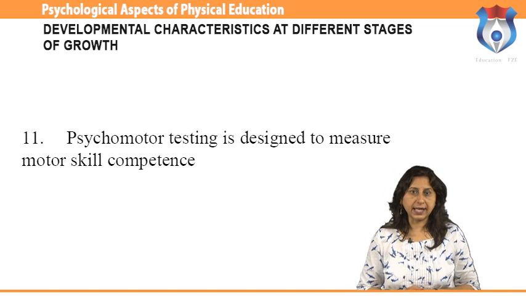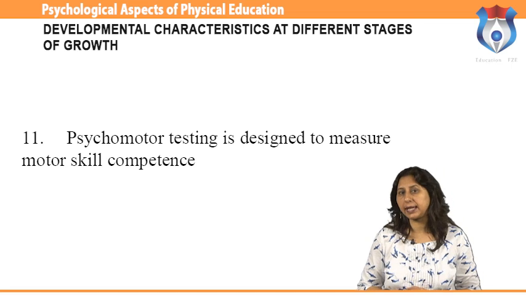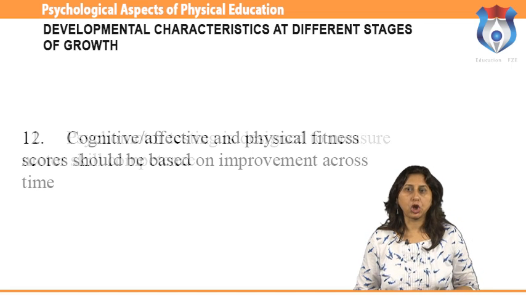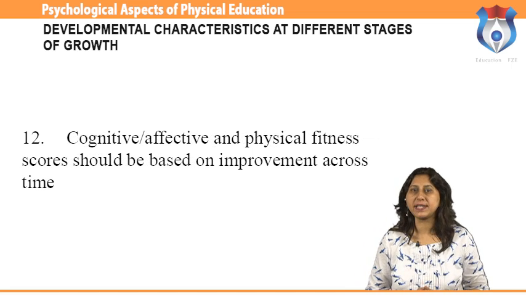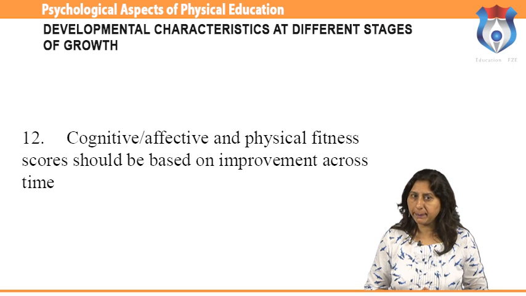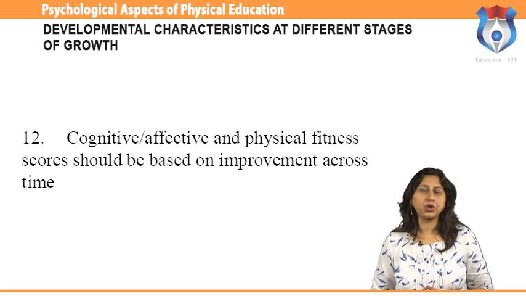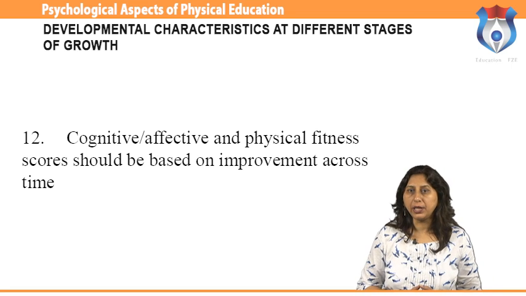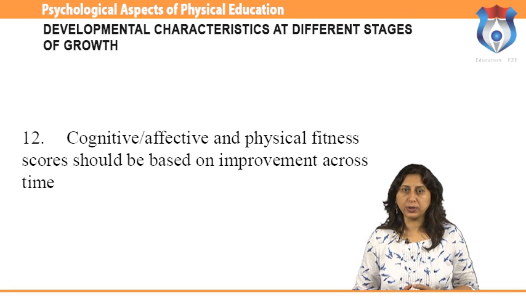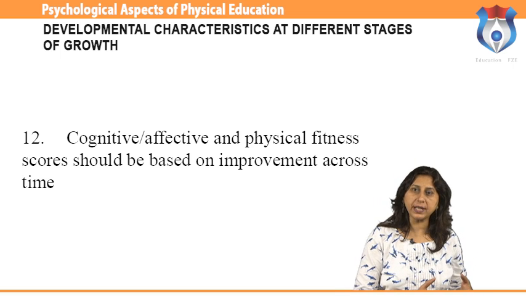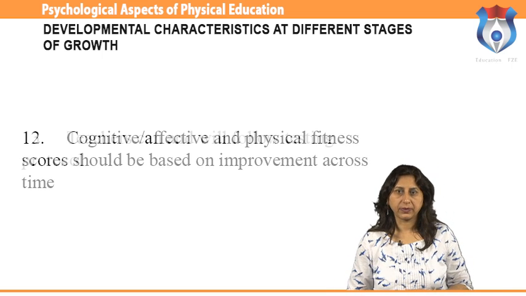Psychomotor testing is designed to measure motor skill competence. Cognitive, affective and physical fitness scores should be based on improvement across time. An aggregate score is determined by grade level to determine the percentage of students who improve from pre-test to post-test.